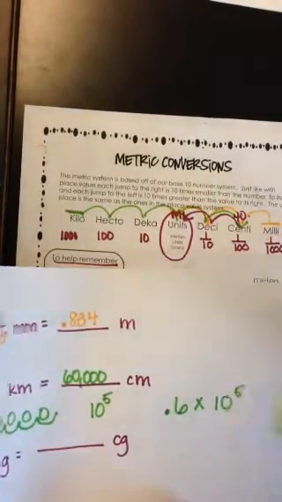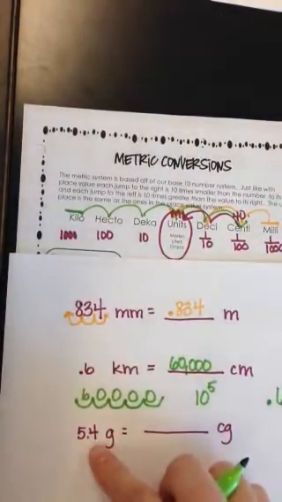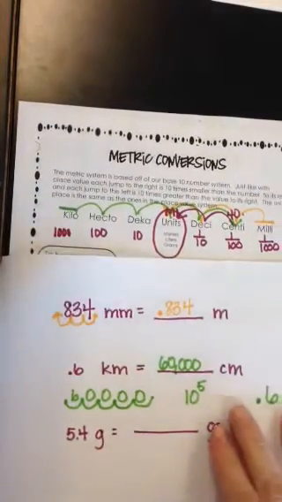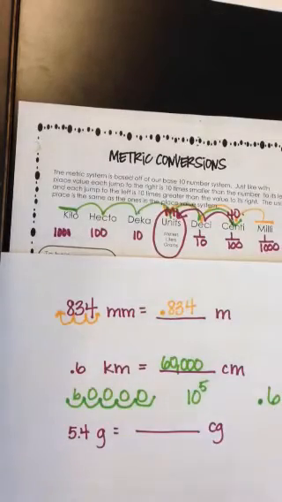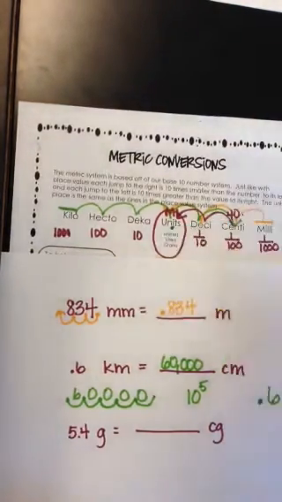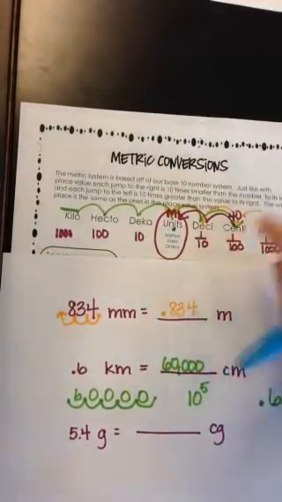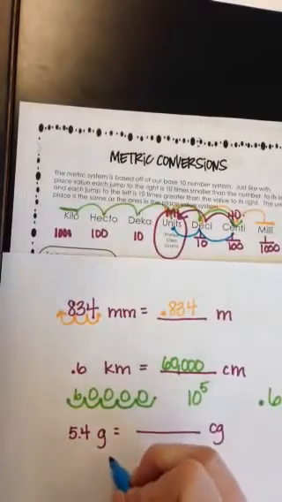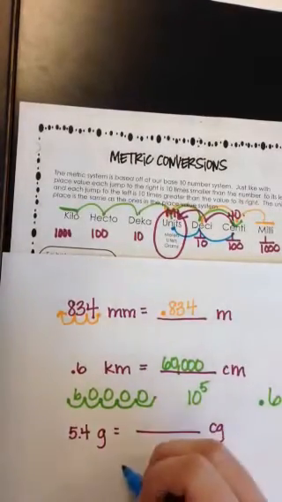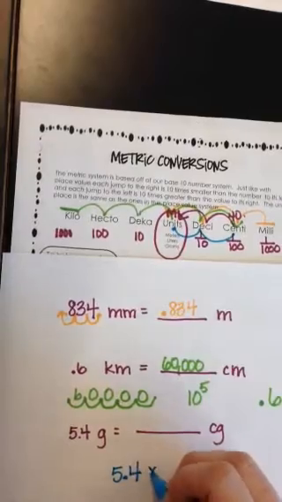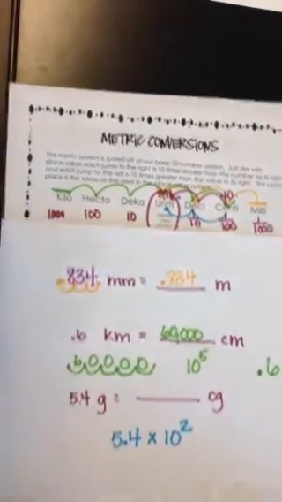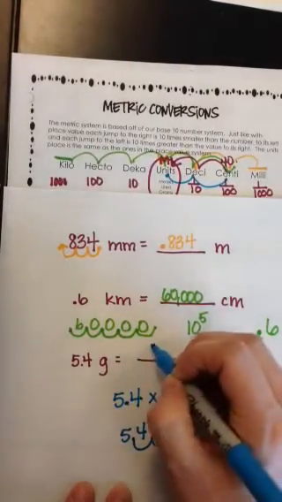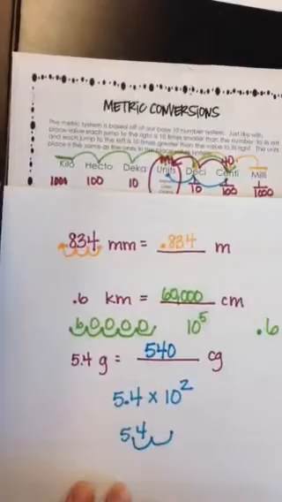which is what we have spent a lot of time in class already working on. All right, this time we're going to look at 5.4 grams, and we want to change it to centigrams. So let me switch colors one more time. I'm going to start here at grams, and I'm moving to centigrams, which is 2 places to the right. So I'm going to move my decimal 2 places to the right, or I'm going to multiply by 10 to the 2nd power, which is still telling me move your decimal once, twice to get 540 centigrams.